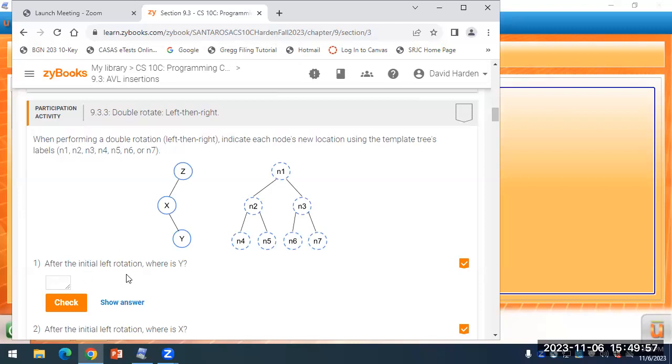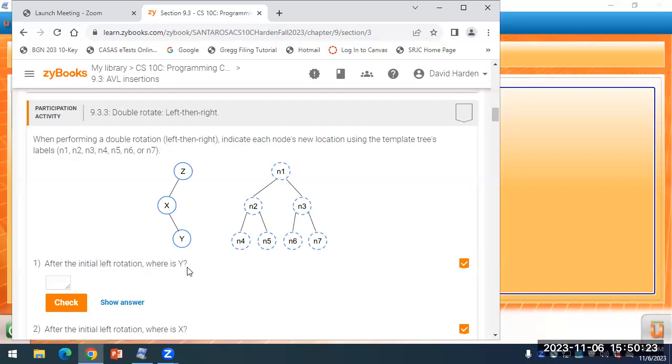Okay, after the initial left rotation, because we're inserting on the inside of the tree instead of on the outside of the tree, we can't simply do a right rotation. We're going to have to do left rotation at X first, and then do a right rotation at Z. So the left rotation at X.